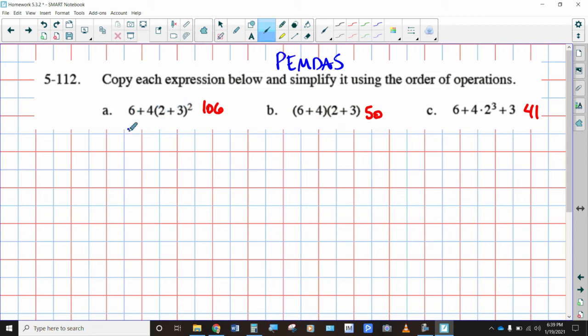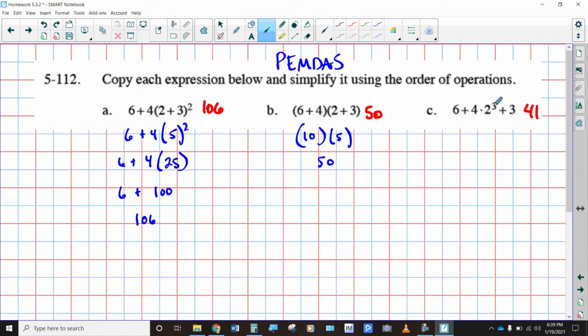Start with the parentheses, so this becomes 6 plus 4 times 5 squared. Then go to the exponent. 5 squared is 25, so we'll multiply that times 4 to give us 100, and then eventually we just add the two numbers together. 6 plus 100 is 106. There's our answer. Here we do the parentheses first, so this becomes 10 times 5, which is how we get 50 for our answer. That was a little bit easier than that one.